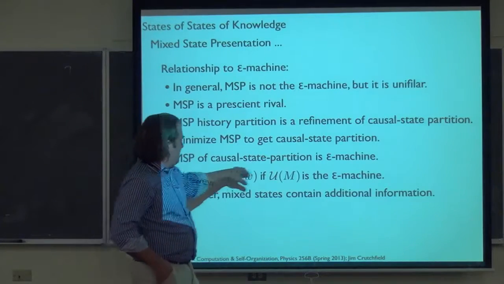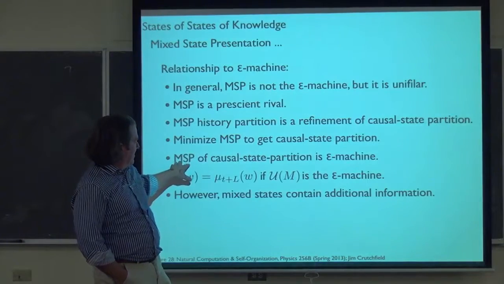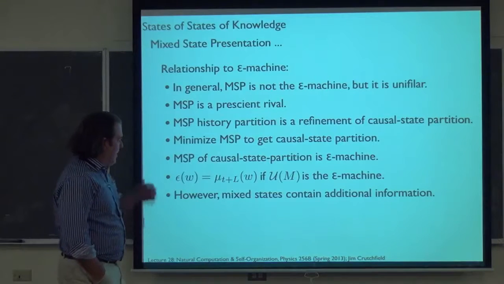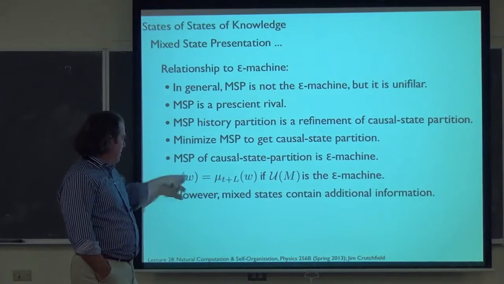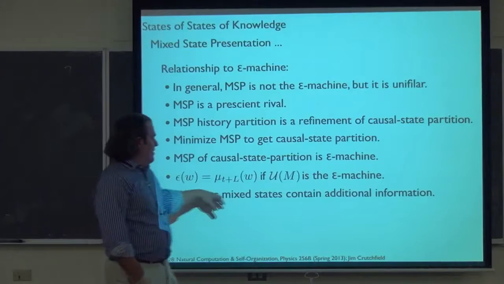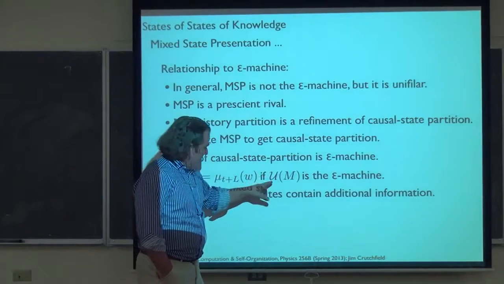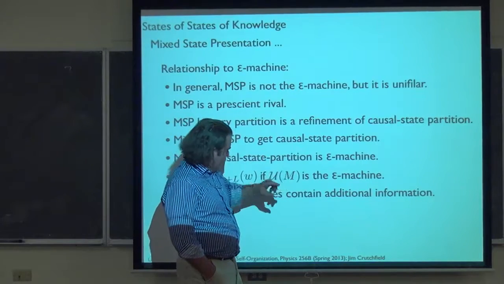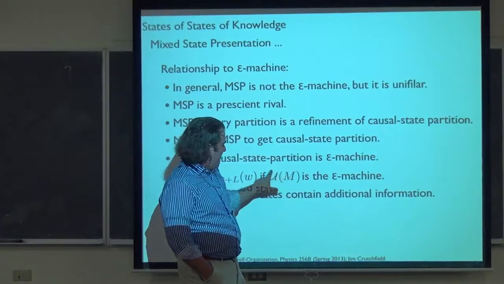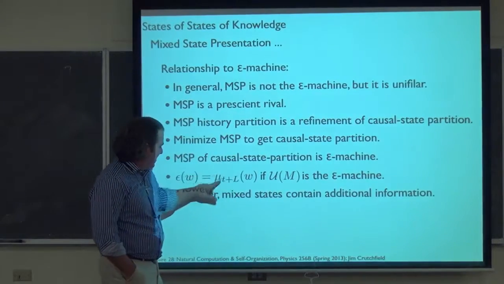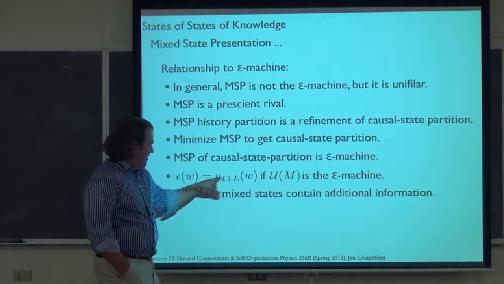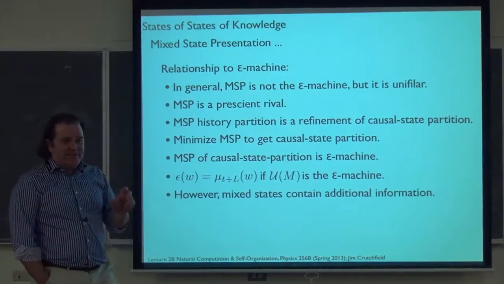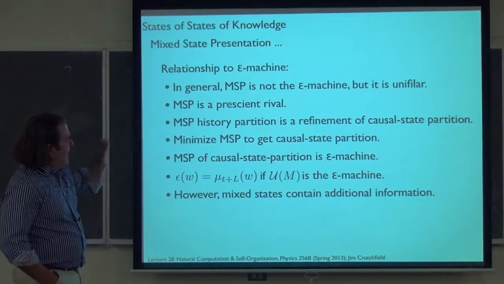Now, if you give me a causal state partition and calculate the mixed state presentation, you will get the epsilon machine, but that's kind of cheating. And remember the epsilon function, where you plugged in histories and it told you what causal state you're in? If, when you calculate the mixed state presentation of a machine, that result is the epsilon machine, then in fact the mixed states are the causal states. So we're really close, but there's just a little extra criteria here.